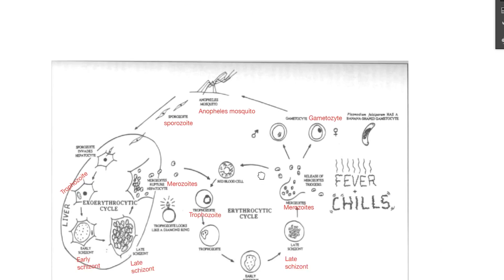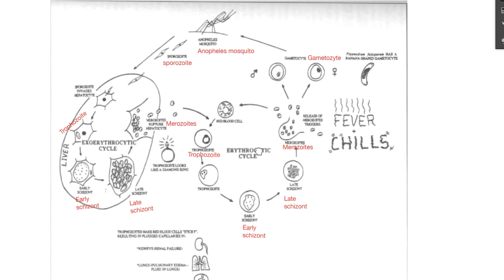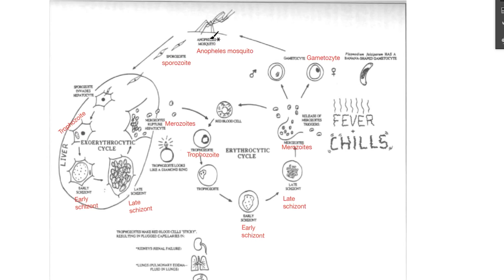Now we'll discuss the Plasmodium life cycle. First, the Anopheles mosquito will inject the sporozoite. Let's change the color. Okay, it will inject the sporozoite. Then the sporozoite will go to the liver.